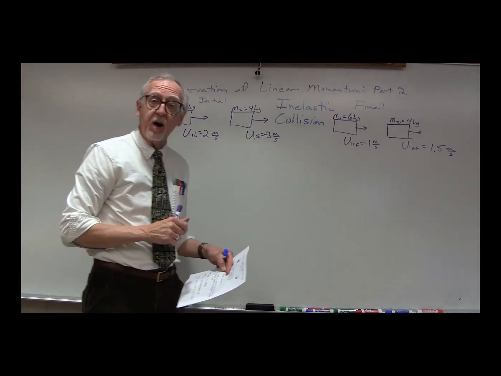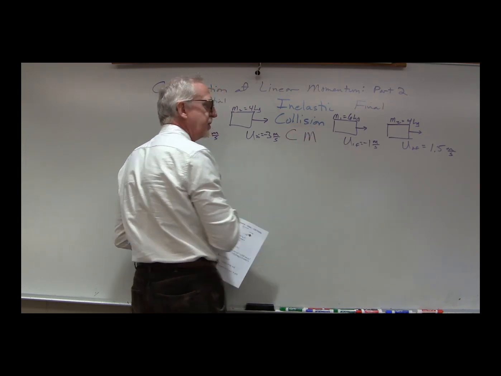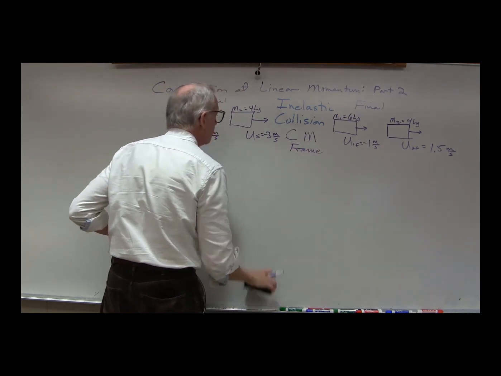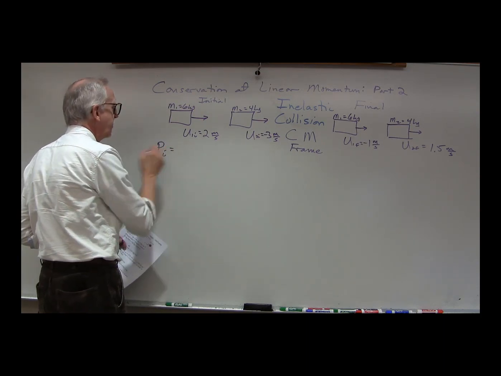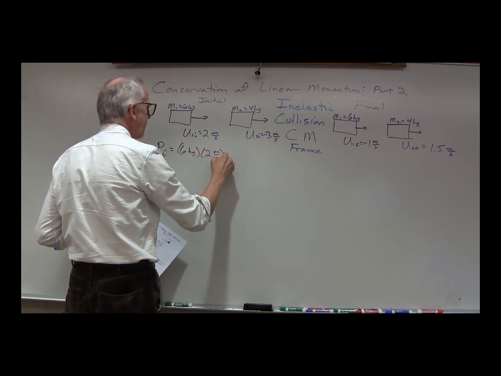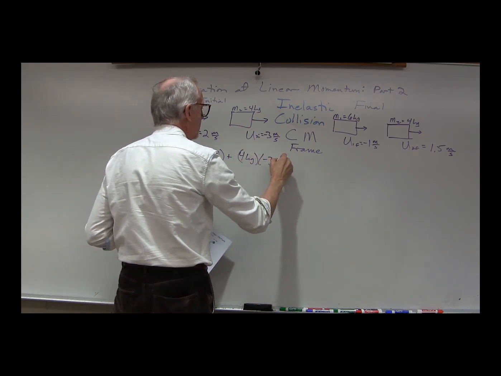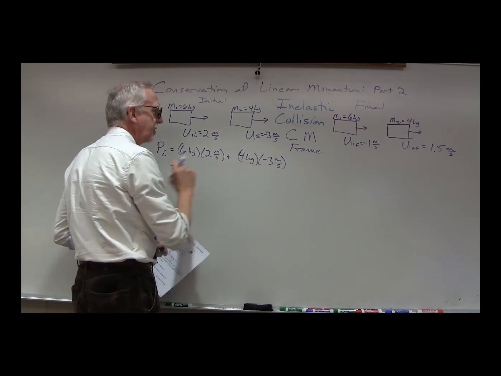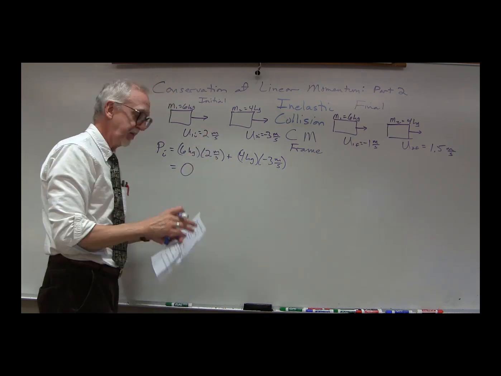So here we go. Here are the values, and we are now in the center of mass frame. Let's find the total initial momentum. P initial will be 6 kilograms times 2 meters per second plus 4 kilograms times negative 3 meters per second. 6 times 2 is 12, and 4 times negative 3 is negative 12. Total initial momentum is 0, as we expect for the center of mass frame.